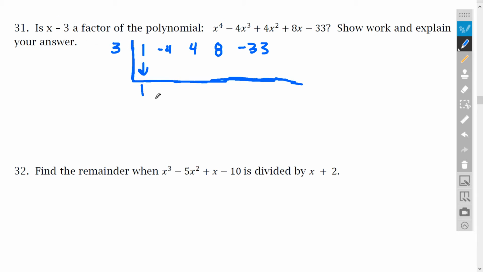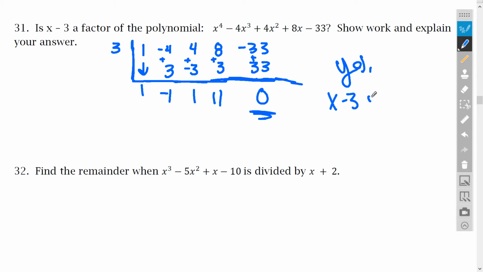The 1 comes down, so 3 times 1 is 3. Negative 4 plus 3 is negative 1. 3 times negative 1 is negative 3. 4 plus negative 3 is 1. 3 times 1 is 3. 8 plus 3 is 11. 3 times 11 is 33. Negative 33 plus 33 is 0. So yes, x minus 3 is a factor because the remainder is 0, or because it divides evenly into the polynomial.